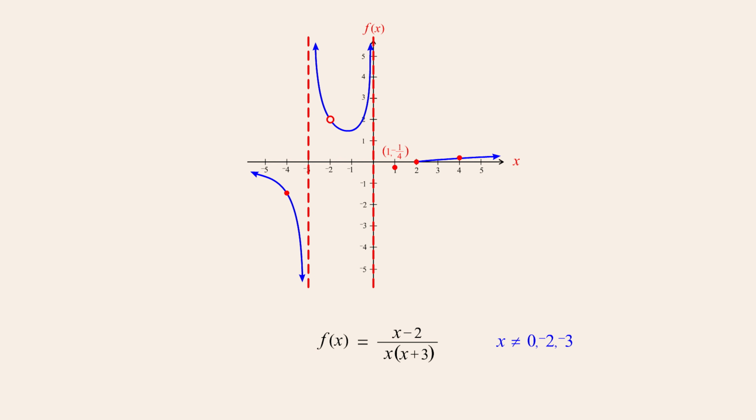Since the graph passes through this point, we know that the graph crosses the x-axis at the x-intercept and approaches the vertical asymptote in the negative direction. So the graph of this function looks like this. This example shows that the values excluded from a function's domain can either be the x-coordinates of vertical asymptotes or the x-coordinates of holes.